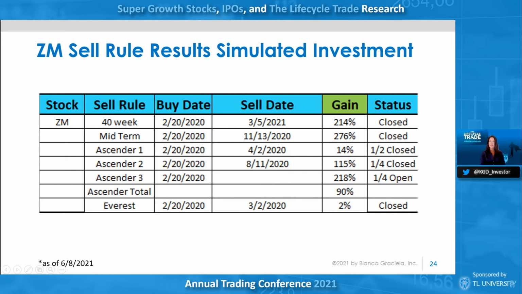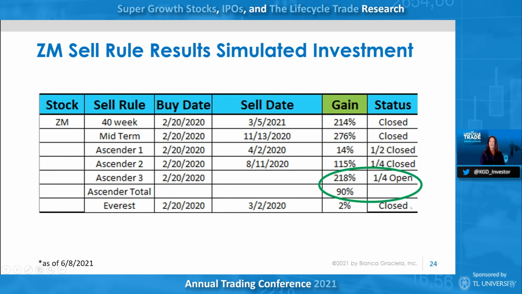And then the ascender rule: that first piece that was taken off, that half, was only at 14%. But then the second piece was 115%. And then the third that's still open is at 218%, as of earlier this week. So if you look at the total gain using the ascender rule, where you still have that little piece in play, you're at 90%, which still is great and, depending on your style, probably better for you mentally because you already took some of those gains on the way up. And in this case, the average rule did not work too well, because of the way it works on that parabolic motion.